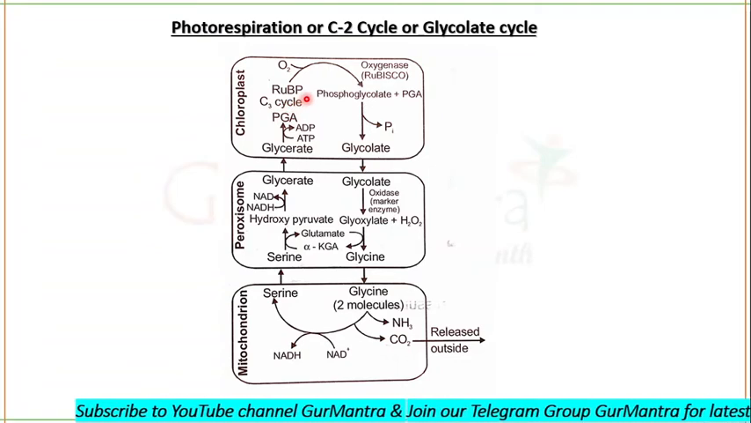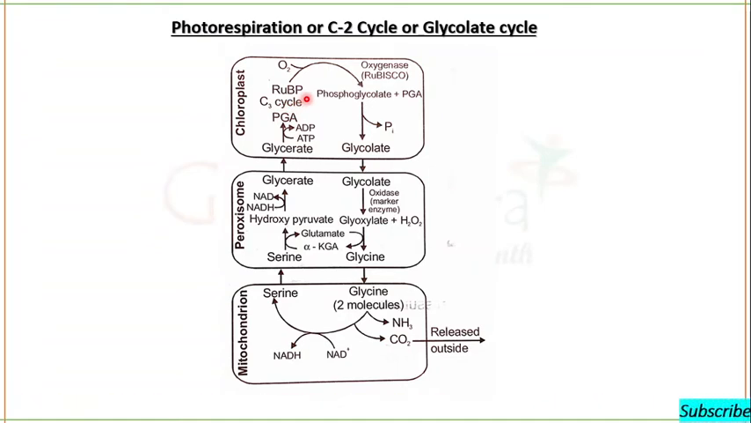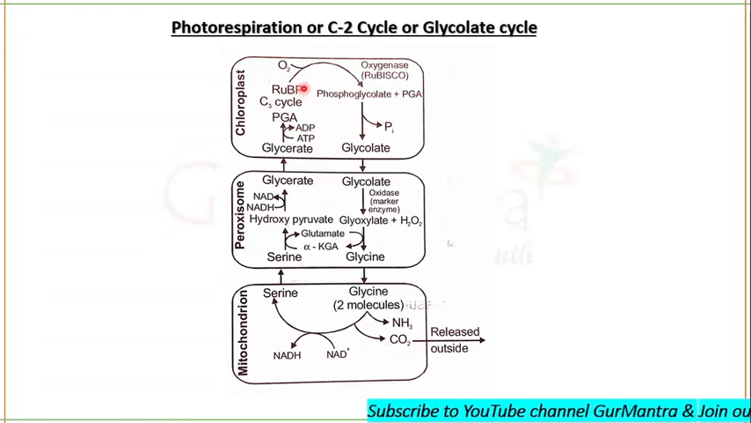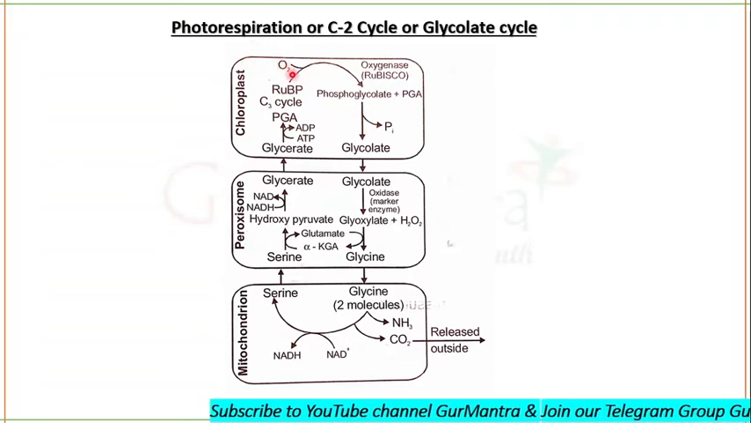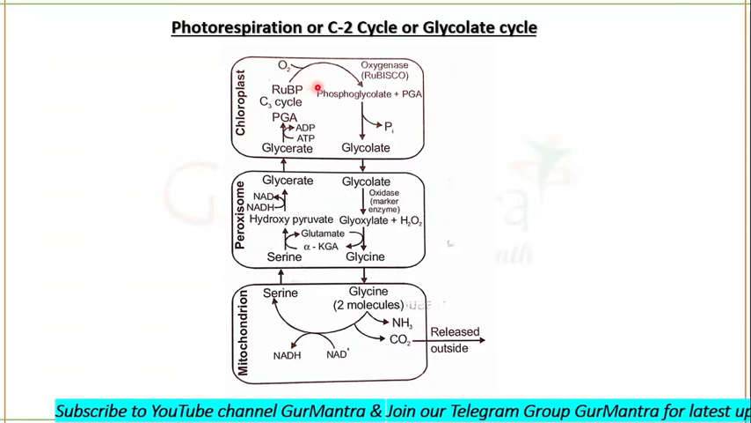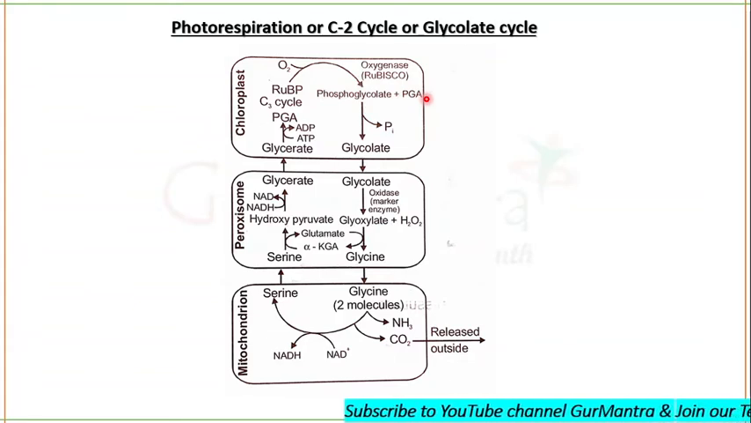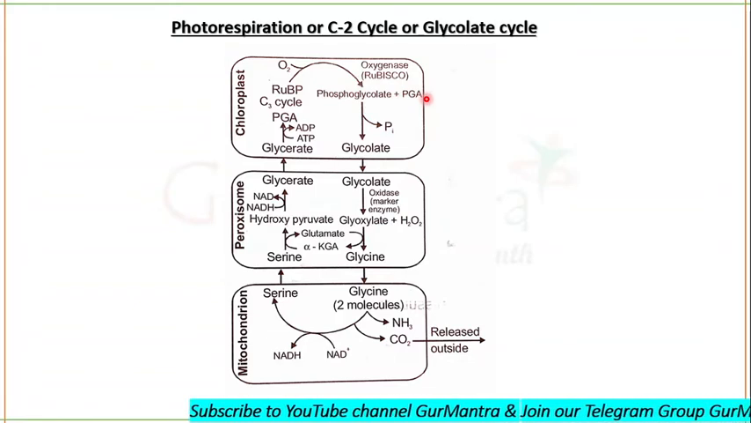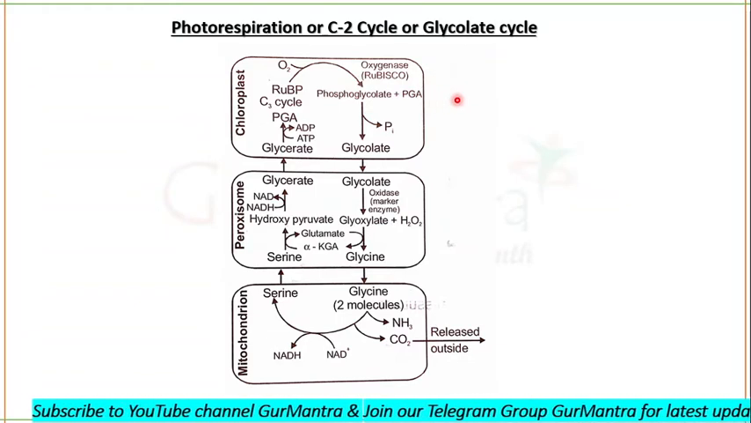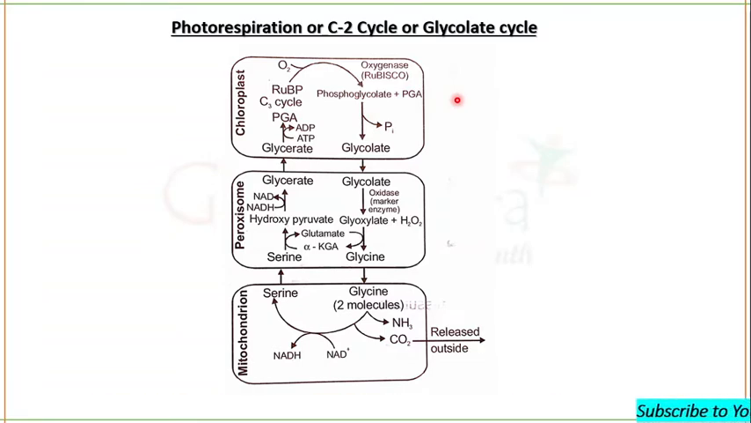Okay, in C2 cycle, just like C3 cycle, RuBP is the first acceptor, but instead of accepting the carbon dioxide, it is accepting oxygen here. Okay, so there is one phosphoglyceric acid. In case of C3 cycle, there are 2 molecules of phosphoglyceric acid. Do not forget it. Do not forget anything.